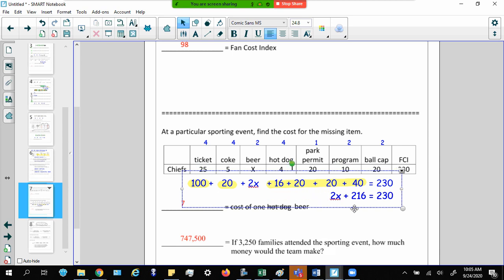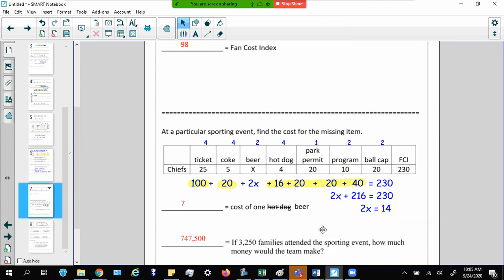And then I'm going to subtract the 216. 230 minus 216 gives me 14. So I'll have 2x is equal to 14. Then I divide by 2.